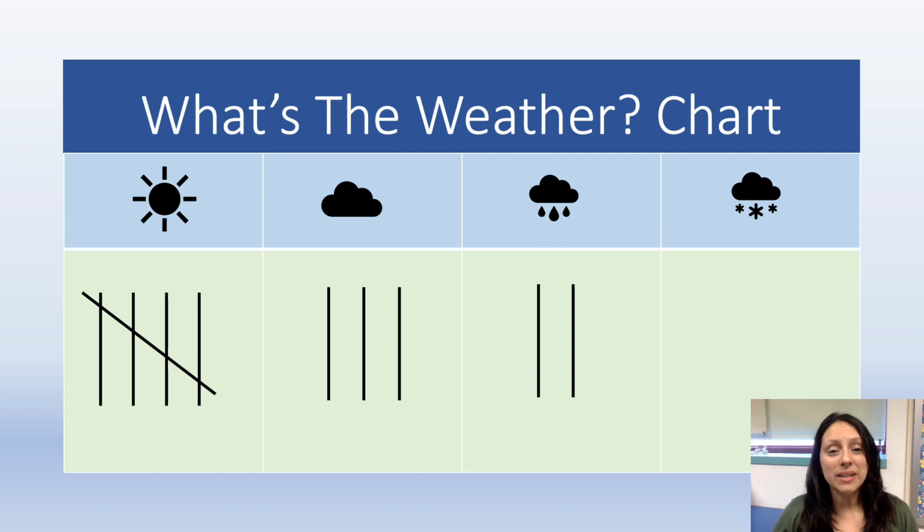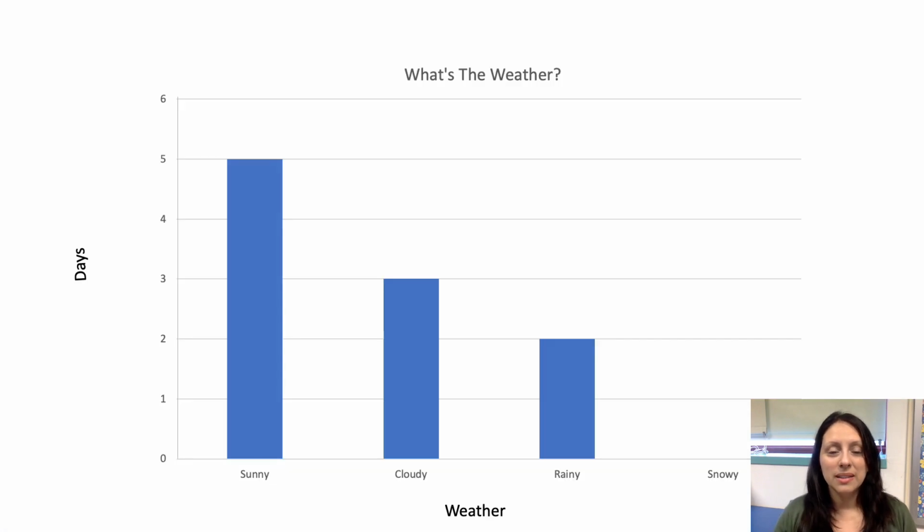Now, what we did next was we took the information from this chart and we created a bar graph. Take a moment to look at this bar graph. What do you notice? Okay, now I'm going to explain different parts of the bar graph.